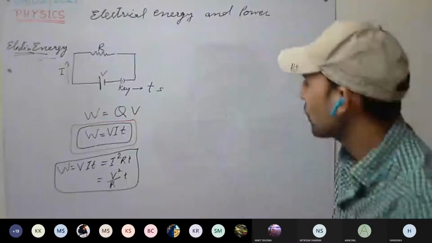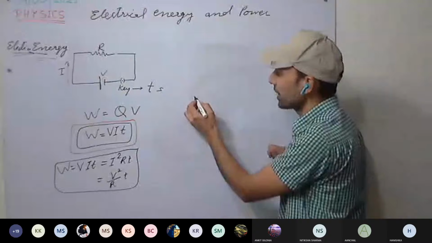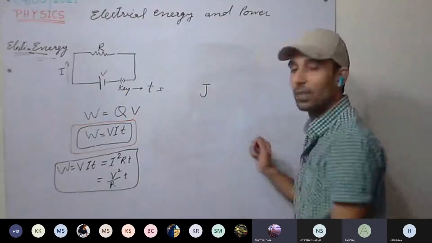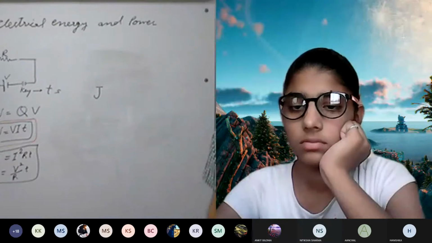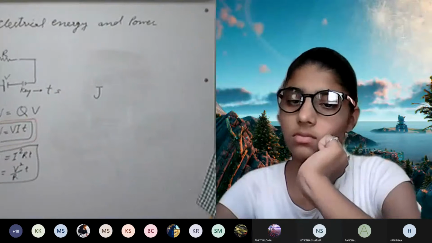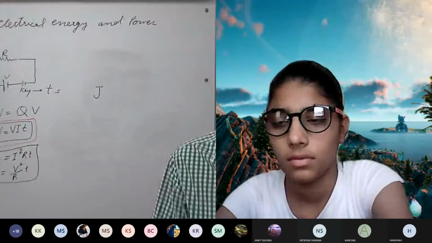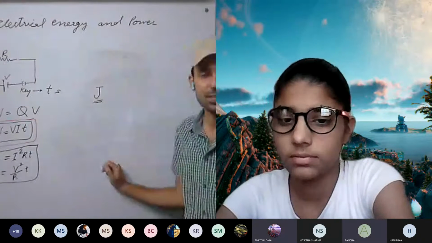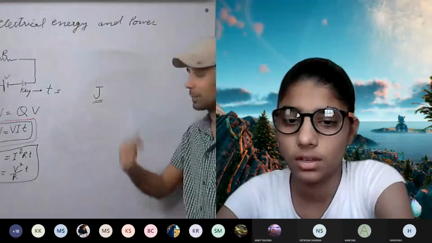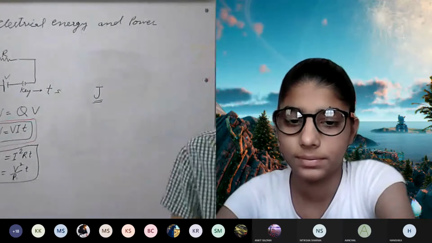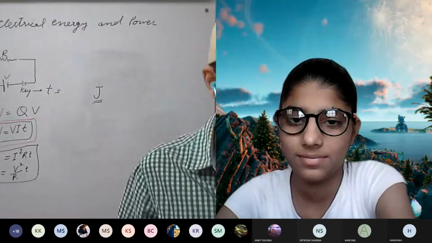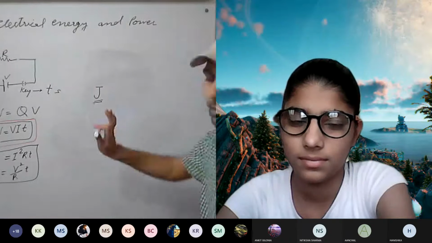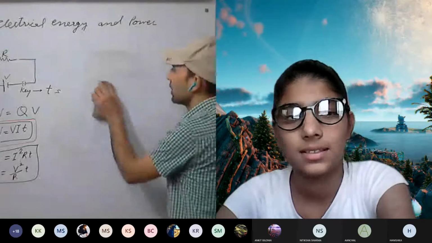What is the unit of energy? What is the unit of work done? SI unit of work? Joule. What is the unit of energy? Joule. SI unit of energy as well. Work done is the same. They are same. That is joule. This is clear. So we have discussed electrical energy.